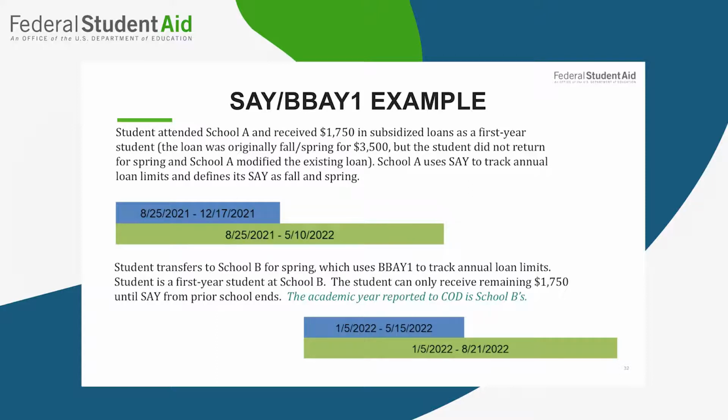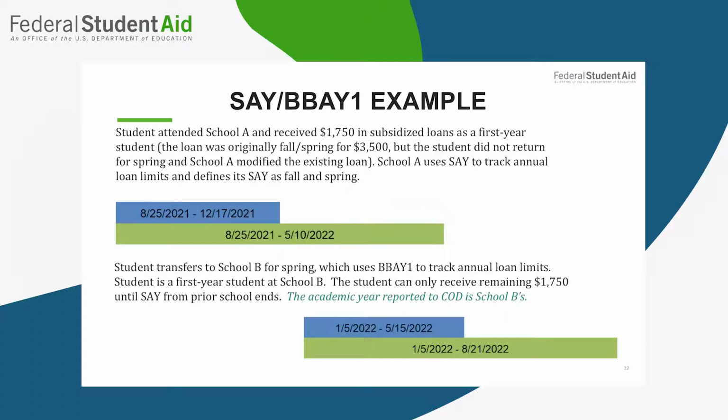You can see in this graphic, the blue section shows the fall term of August 25 to December 17. It also shows the entire academic year of fall and spring that starts August 25 and goes to May 10 of the following year. This student leaves school A and transfers to school B, which uses BBAY1 to track the annual loan limits. So this student is a first-year student at school B. The student can only receive the remaining $1,750 until the scheduled academic year from the prior school, that school A, ends.